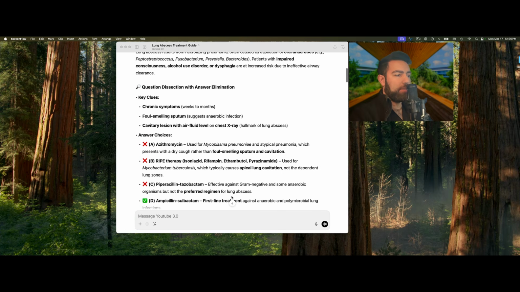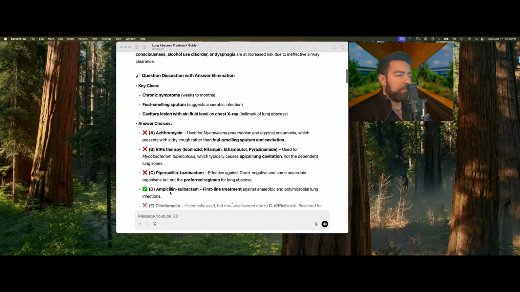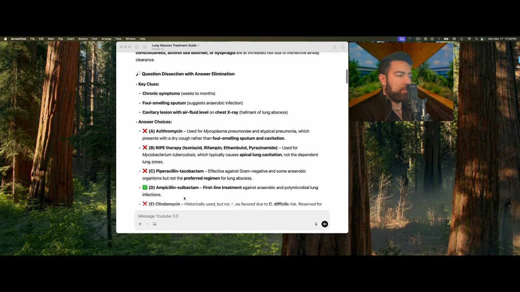Pip-tazo, it also covers Pseudomonas. It is good, but it's going to be overkill for this reason. So the best one here would be the ampicillin-sulbactam. This is the first line treatment against anaerobic and polymicrobial lung infections.